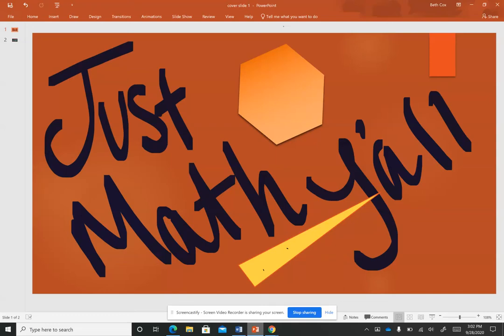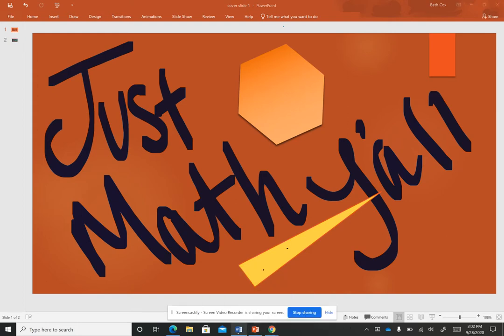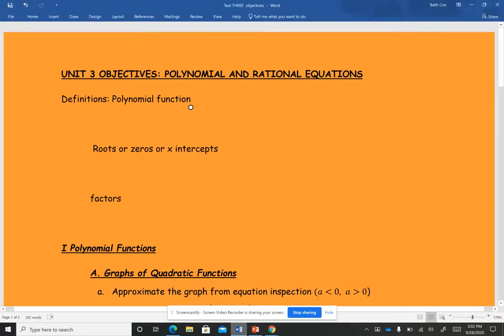Today we are going to be starting our unit on polynomials. All right, polynomial functions. So here we go. I am sending out this Unit 3 objective sheet to everyone. It may look a little different from this, but this is where we're going to start today. Unit 3 objectives, polynomial and rational equations.